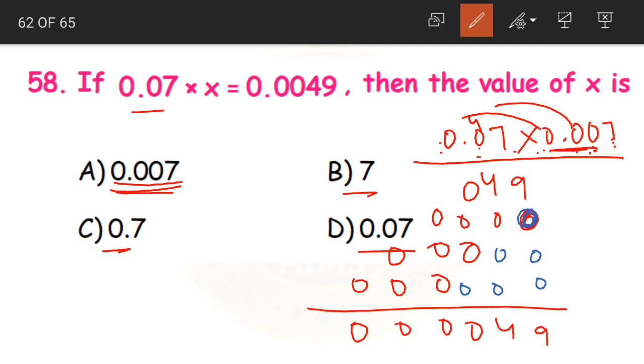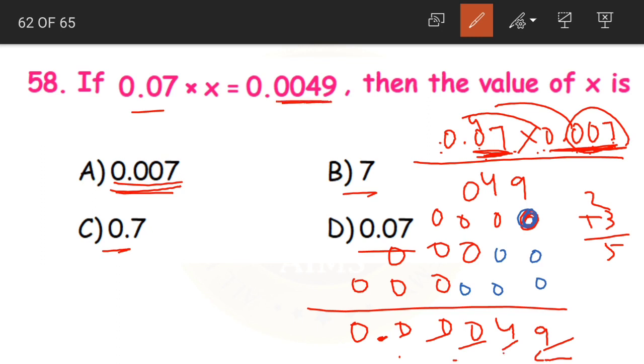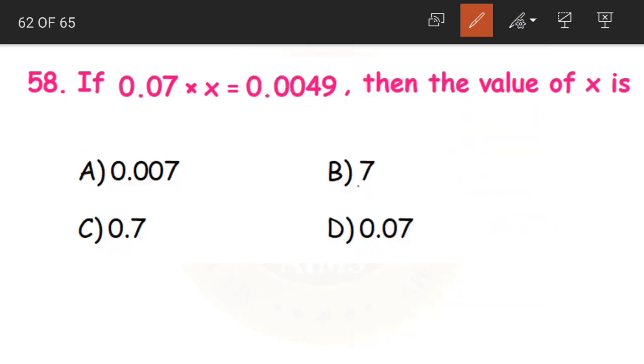And where to place the decimal point children? Here we are having 2 places and here we are having 3 places. So 2 plus 3 becomes 5. We place our decimal point after 5 digits from the right. 1, 2, 3, 4, 5. So here comes our decimal point, 0.00049. But in the given question it's only 4 decimal places. Here we are having 5 decimal places. So option A is the wrong answer.